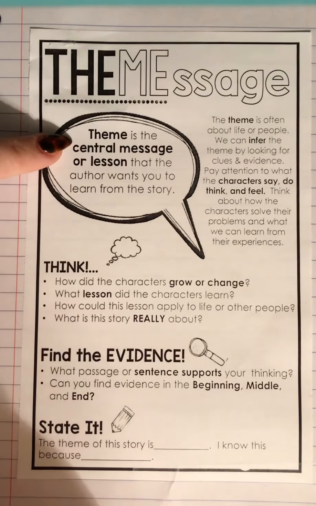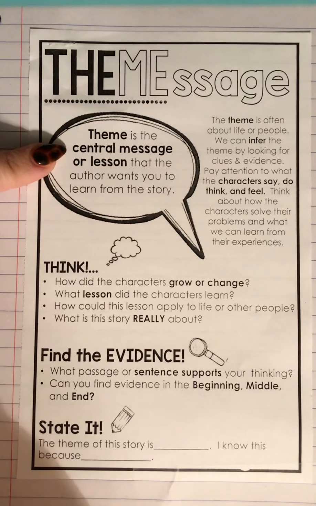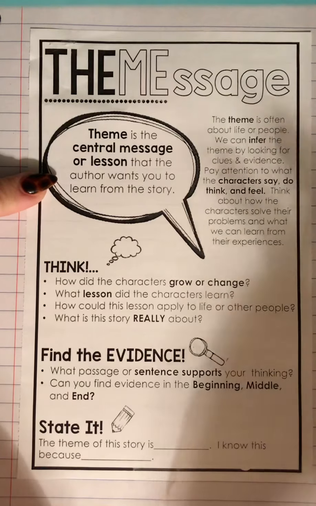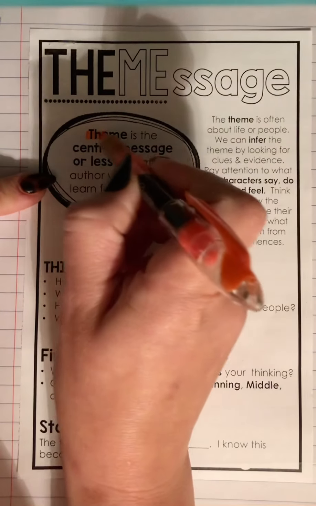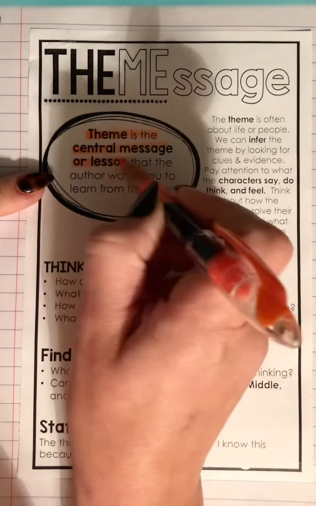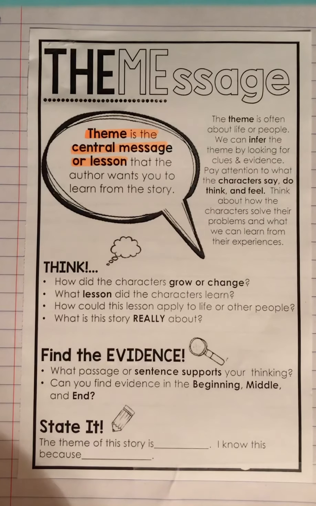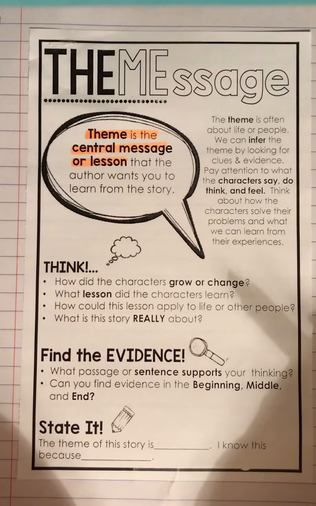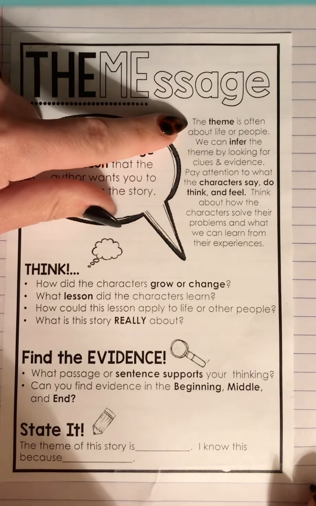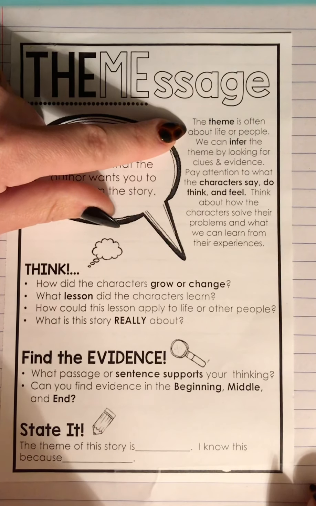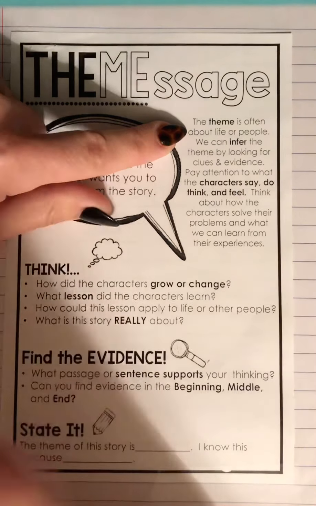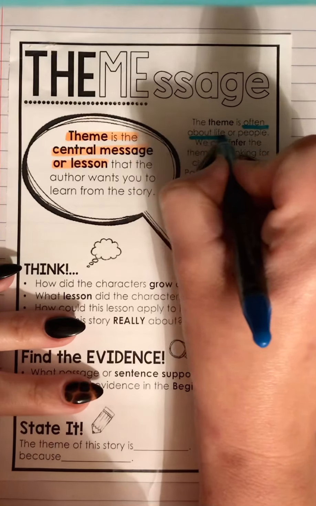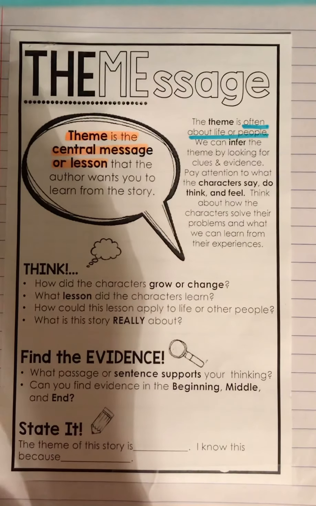So theme is the central message or lesson that the author wants you to learn from the story. We're going to take our highlighter and we're going to say theme is the central message or lesson that the author wants you to learn. Remember, the message, central message. Theme is often about life or people. So I'm going to take my other color and highlight often about life or people.